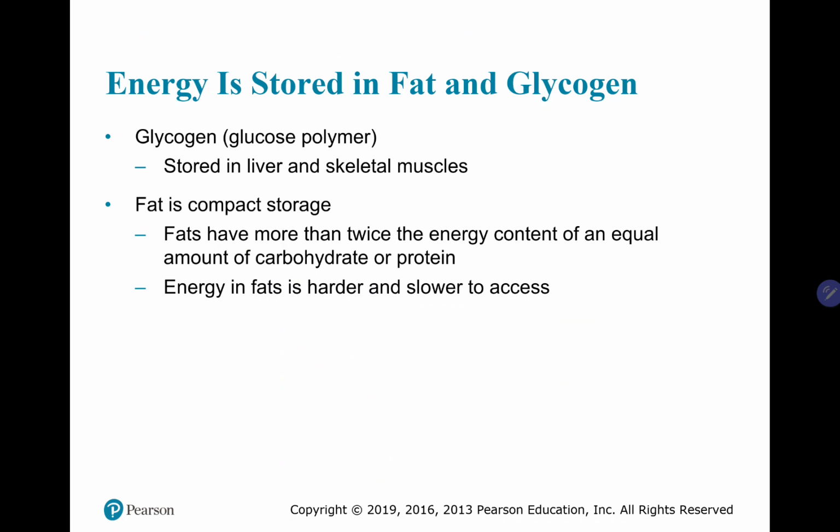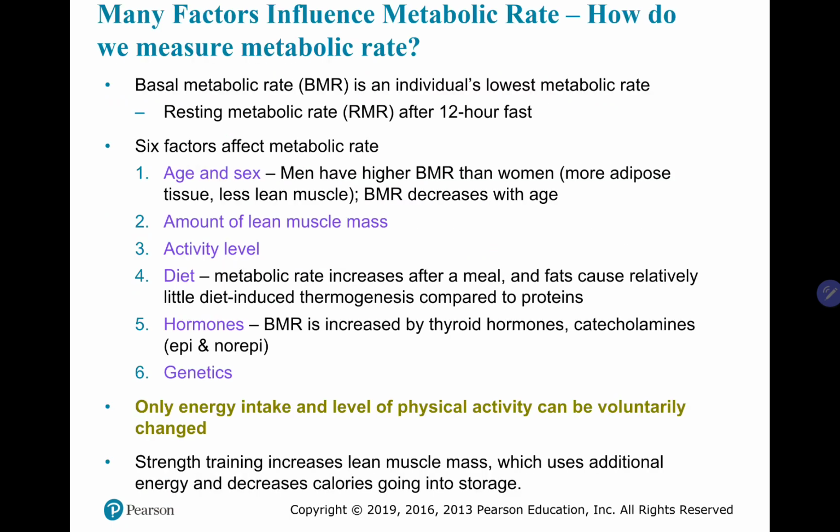So energy is going to be stored in fat and glycogen. Glycogen, we know, is simply glucose polymers. It's going to be stored in the liver and in skeletal muscles. Fat is a compact storage. Fat has more than twice the energy content of an equal amount of carbohydrates and proteins. Energy in fat is harder and slower to access, but you do get twice as much energy. However, we know that glucose is the preferred energy source because it's quick.